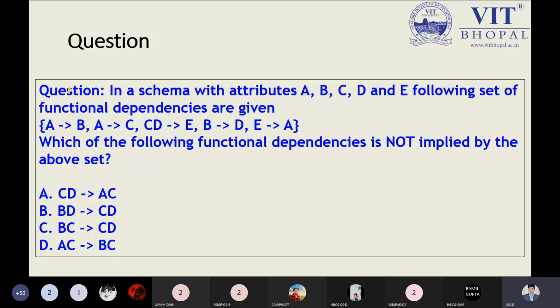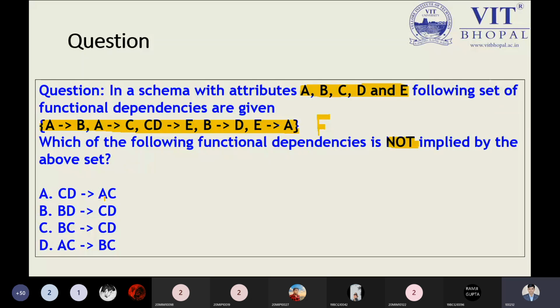In this question, in a schema or relation, we have some attributes, A, B, C, D, E. So how many attributes do we have? Five attributes. And we have some functional dependencies, which are known as F. And which of the following functional dependencies is not implied? Please focus on the key point: not implied by the above.